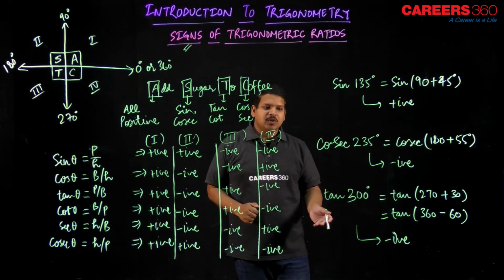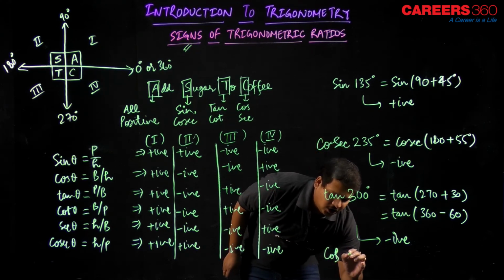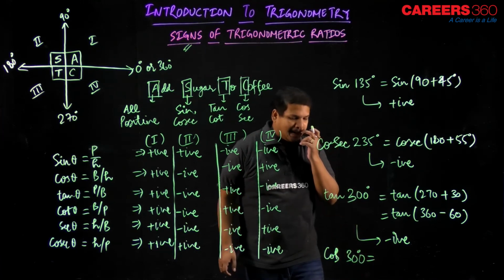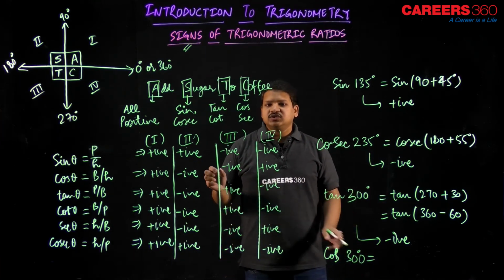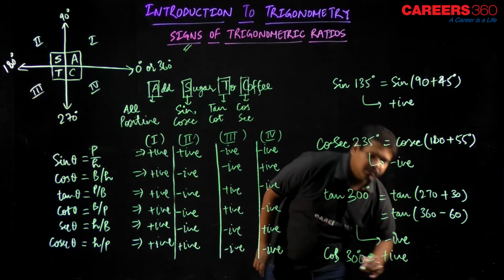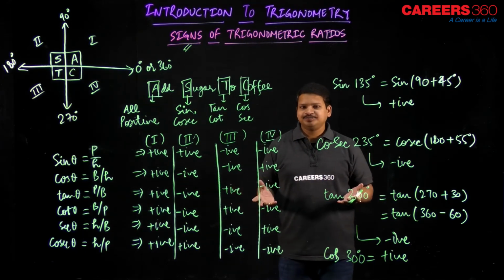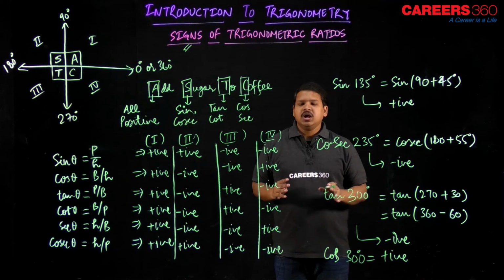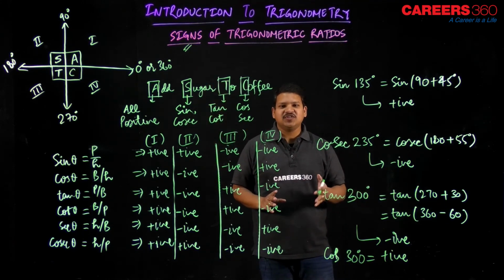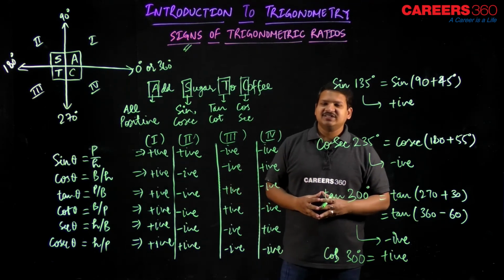But what if, instead of tan, there was cos? I am talking about cos 300 degree. If I am talking about cos 300, then in this case this would have been a positive value. I hope it is making sense, and that is a reasonable application of why we are learning signs of trigonometric ratios. I hope it is making pretty much sense to you, and that was all about this lecture. Thank you so much.